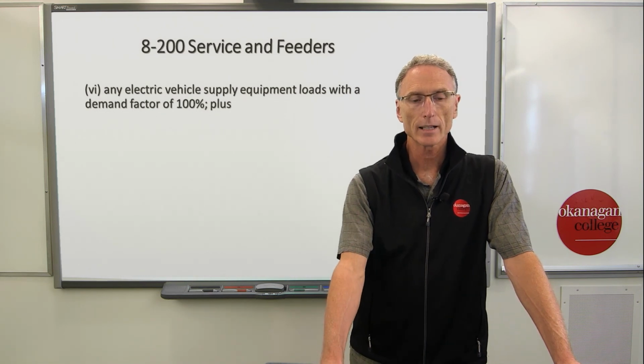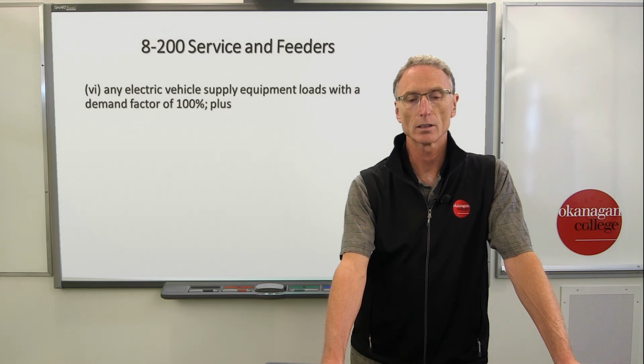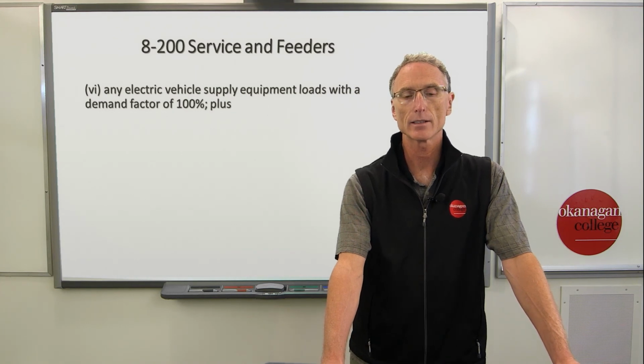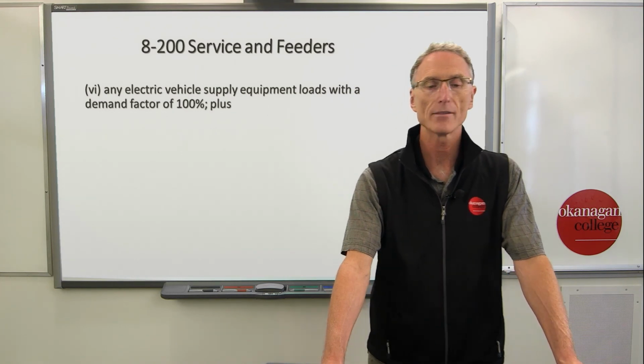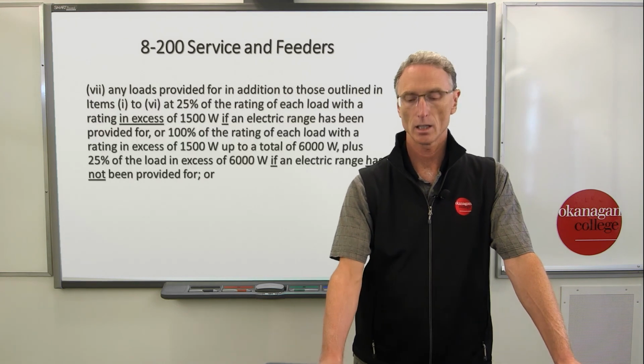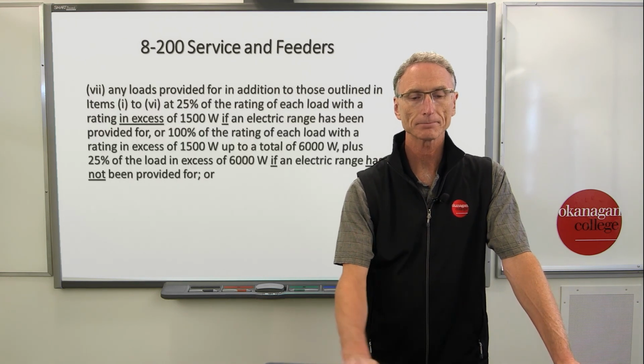Next one is sub-rule 6, any electric vehicle supply equipment loads with a demand factor of 100%. And here again in this dwelling we do not have this load, so we can bypass that one.